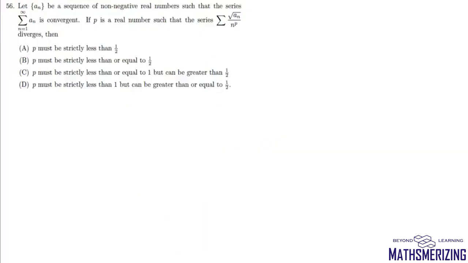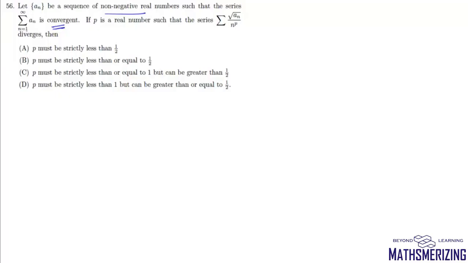Now question number 56 is: if a_n and b_n are sequences of non-negative real numbers such that the series summation n varies from 1 to infinity a_n is convergent, if p is a real number such that this series, summation under root a_n upon n to the power p, diverges, then which of the following is true?